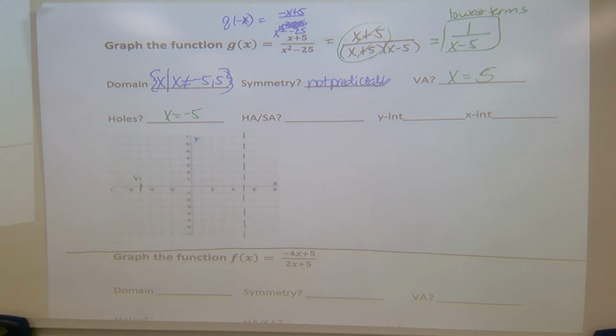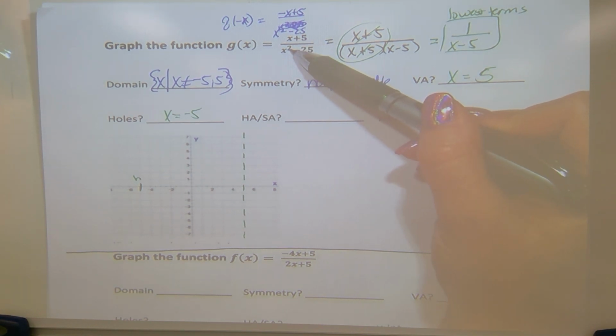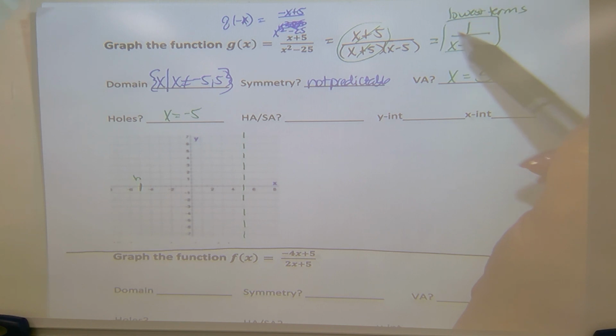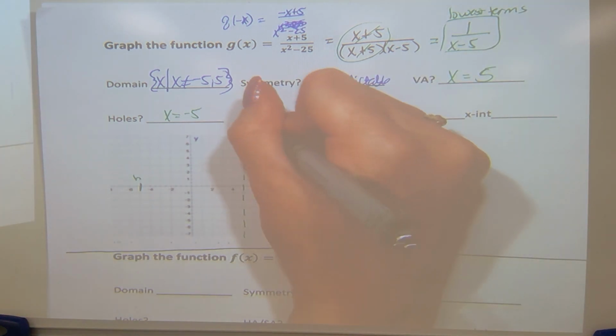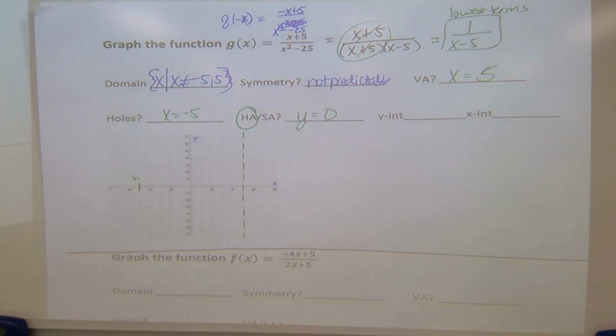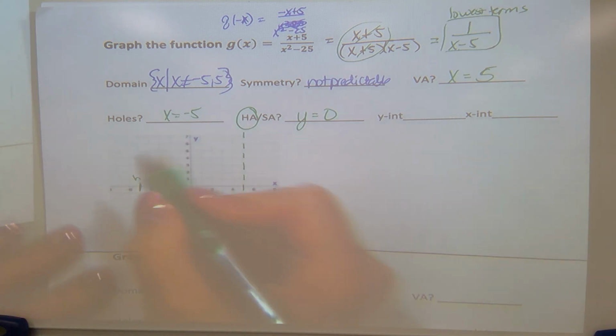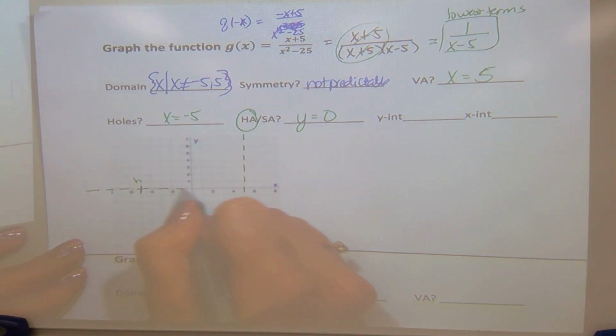Okay, next question. Horizontal or slant asymptote. To answer that question, I compare the degree of the numerator to the degree of the denominator. In this case, the degree of the numerator is 1 and the denominator is 2, or if I look in lowest terms, the degree of the numerator is 0 and the degree of the denominator is 1. Either way, the degree of the numerator is less than the degree of the denominator, which means I have a horizontal asymptote, and that horizontal asymptote is the x-axis. So I can sketch that in. The equation of the x-axis is y equals 0.